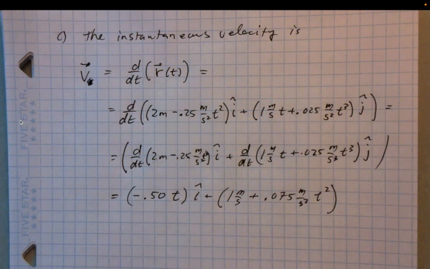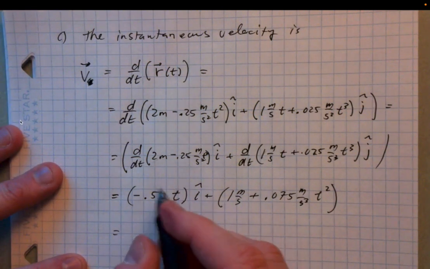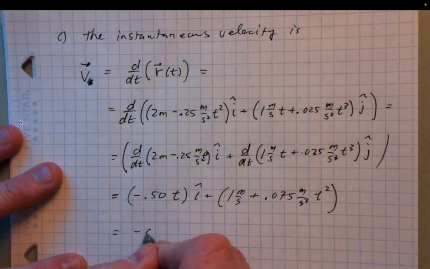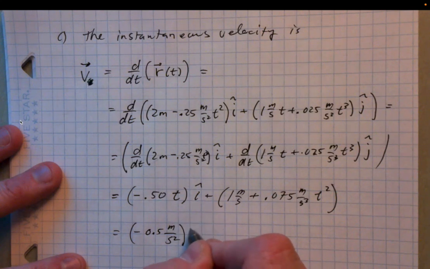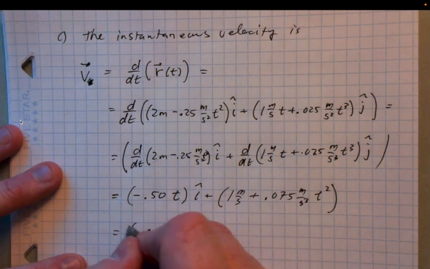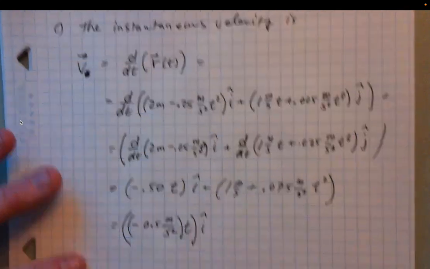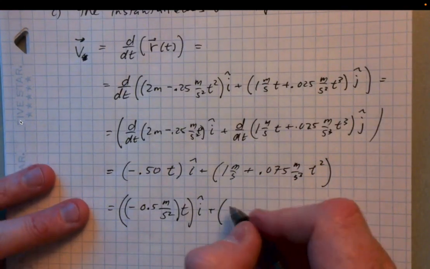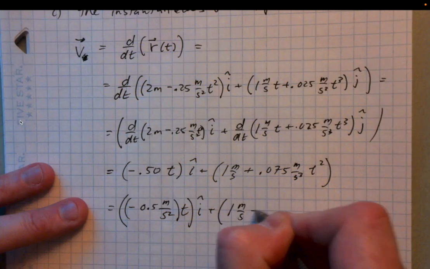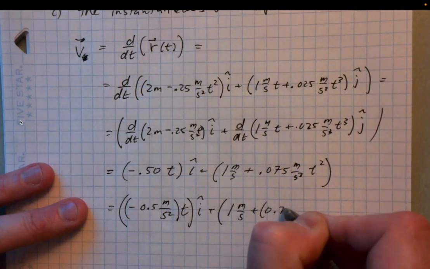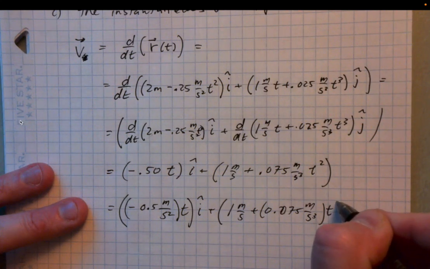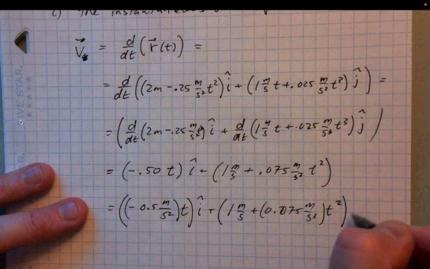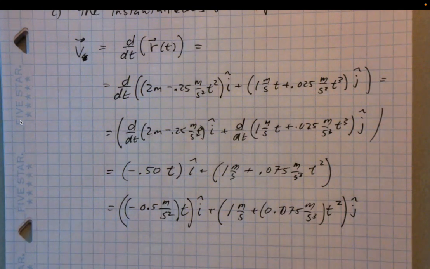And I left the units off here. Let me rewrite this with the units. This should be negative 0.5, and this is meters per second squared, times t, times i hat, plus, I want to make sure to leave the units on, so 1 meter per second plus 0.075 meters per second cubed, and that's t squared, j hat. Very good. Okay, so that is an expression.